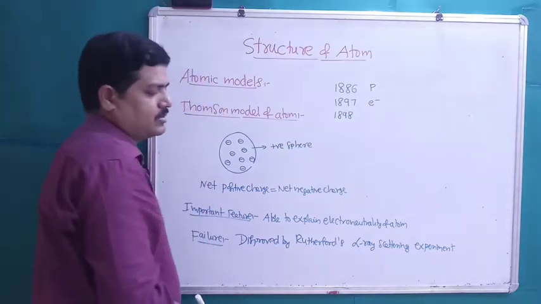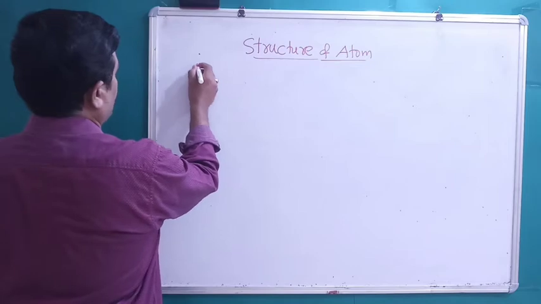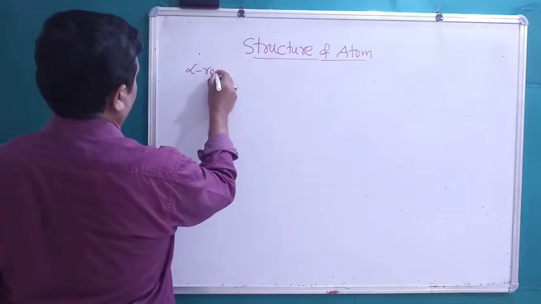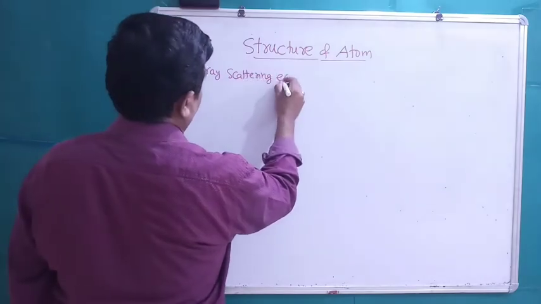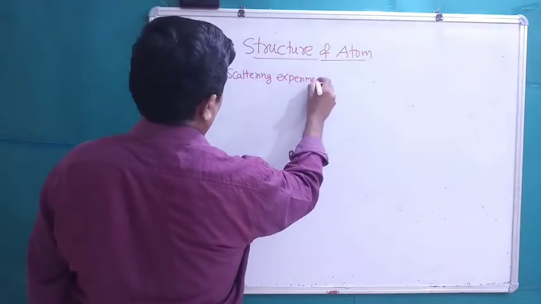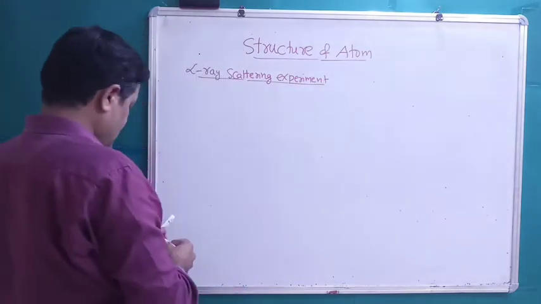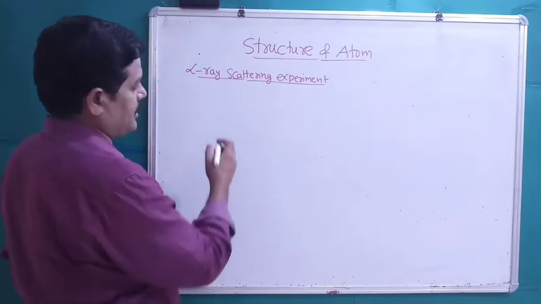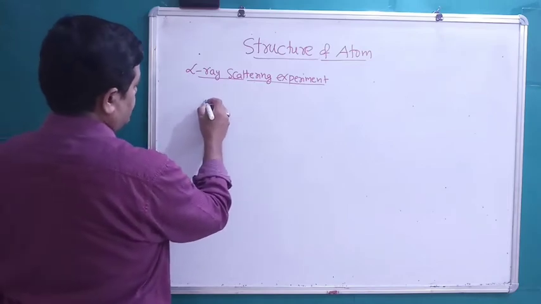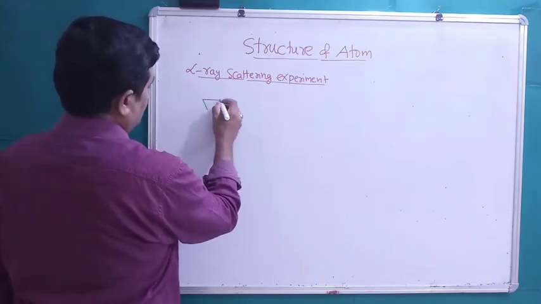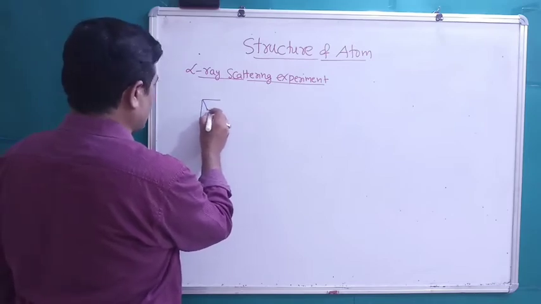Let us discuss the alpha ray scattering experiment now. Ernest Rutherford allowed some alpha rays to be incident on a gold foil.